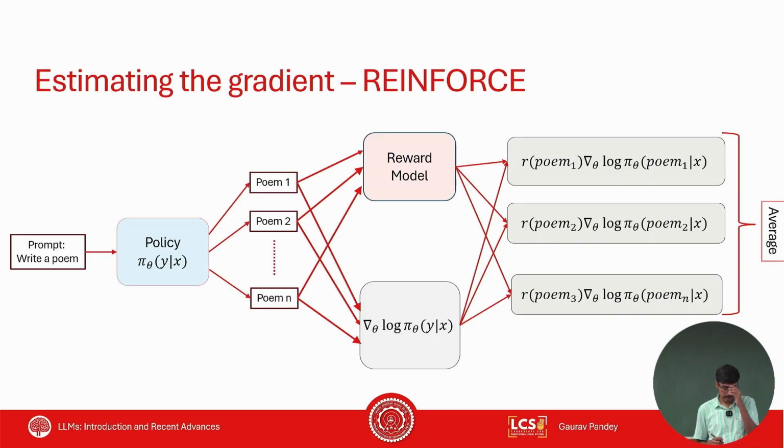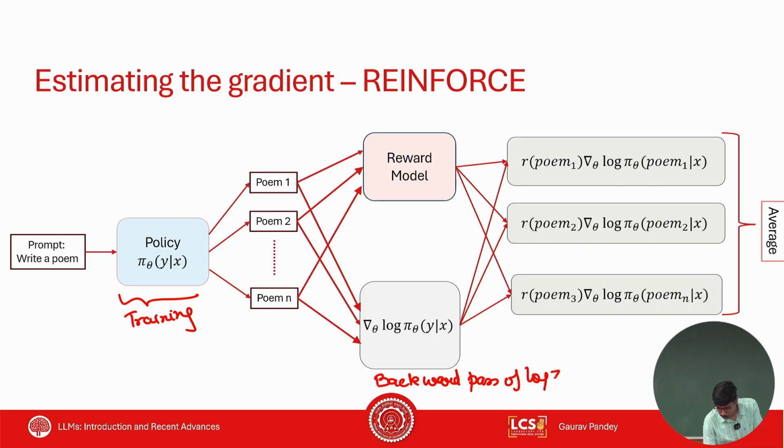So how will I estimate the gradient? Again, let's say the prompt is write a poem. I will use the current policy. So this is what we are training right now. Always remember that this is what we are trying to train. And we will sample from the policy that we are training. We'll pass those samples to the reward model. We'll also do a backward pass, which is generally how we compute log pi theta of y given x.